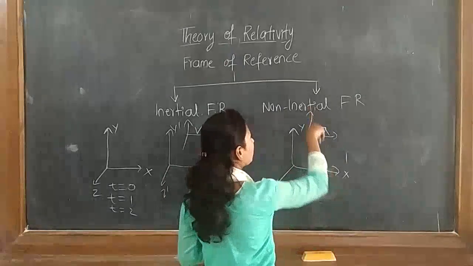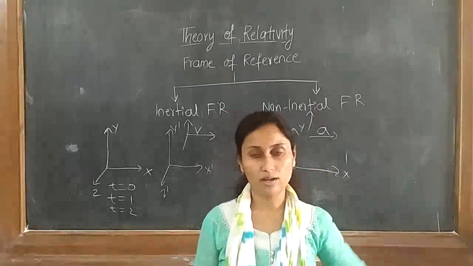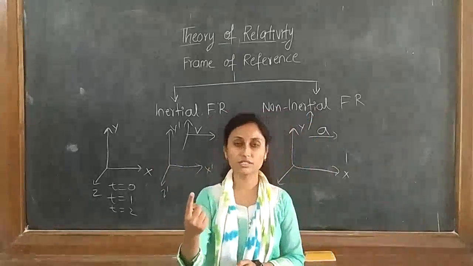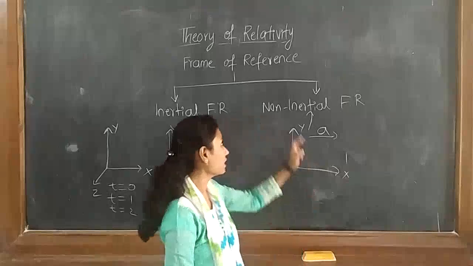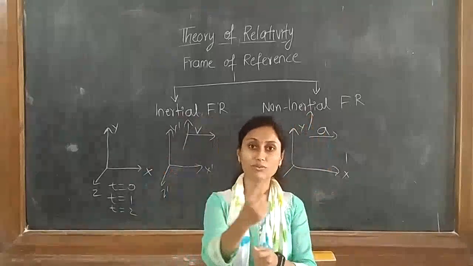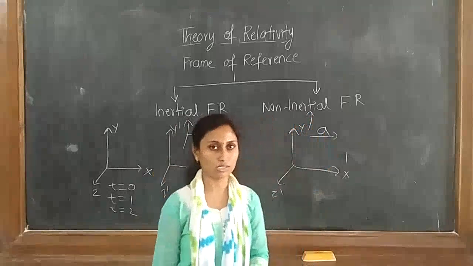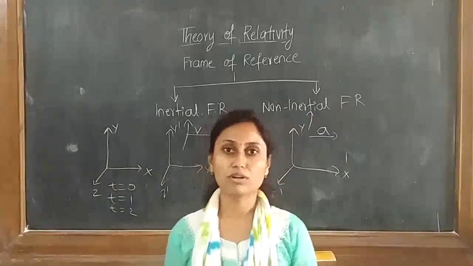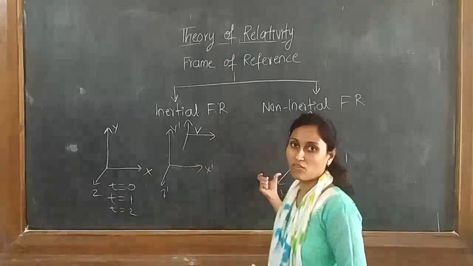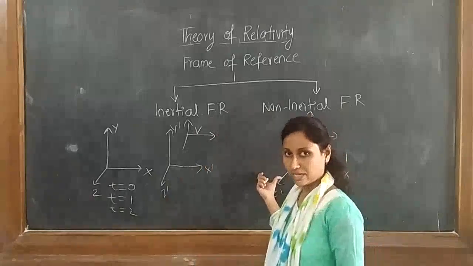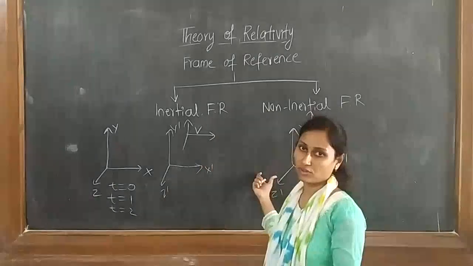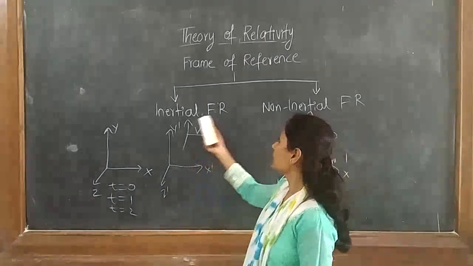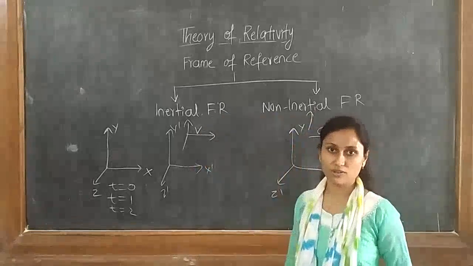comes under the term non-inertial frame of reference, or a frame of reference which is rotating. A rotational frame of reference also comes under non-inertial, because every time it is changing its velocity. That's why this is called non-inertial. So the best examples for the non-inertial are a frame of reference which is having acceleration and a rotational frame of reference. So both come under non-inertial. So these are the two types of frame of reference.